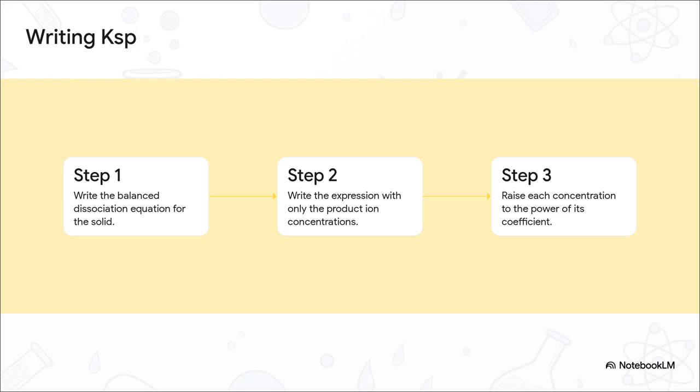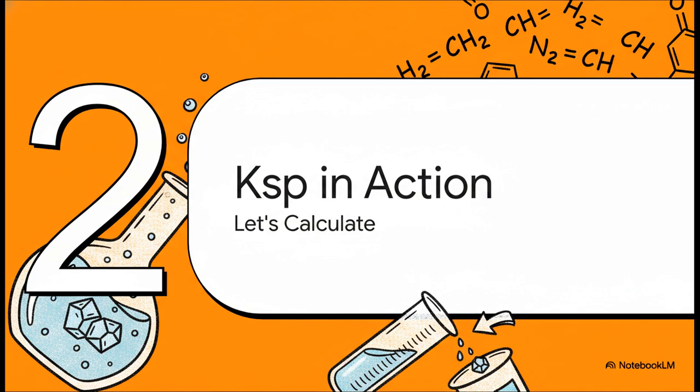All right, so how do we write the expression for Ksp? It's a simple three-step recipe. First, you write out the balanced equation for the solid breaking apart into its ions. Next, you write the expression by multiplying the concentrations of the products, the ions. And here's the key. Don't forget that the solid itself doesn't show up in the expression. Finally, you take the coefficient for each ion from your balanced equation, and that becomes its exponent. That's it.